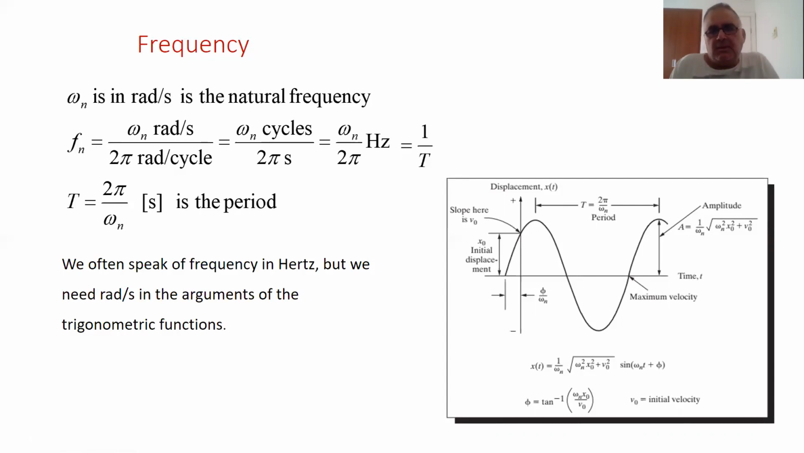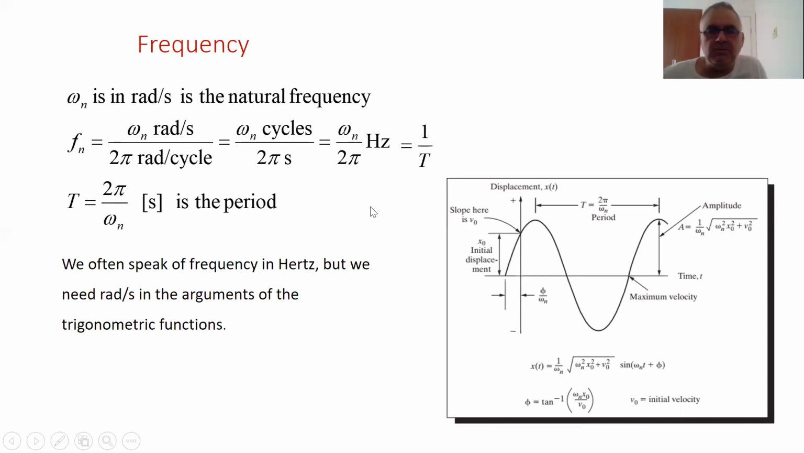Now, I repeat the same picture here. We see that omega n is the natural frequency. Period is the time taken from the peak of one oscillation to the peak of another oscillation. That is called the period and is measured in seconds. The frequency in hertz, that is cycles per second, is 1 over the period. It's very simple. But in terms of natural frequency, it is omega n over 2 pi.